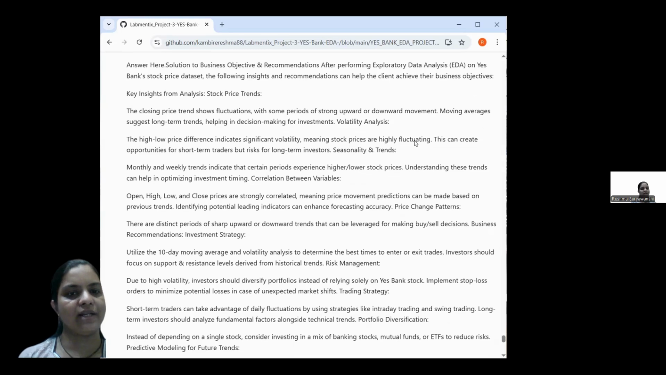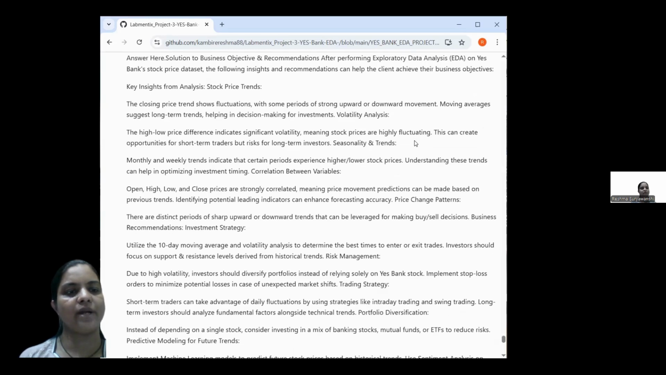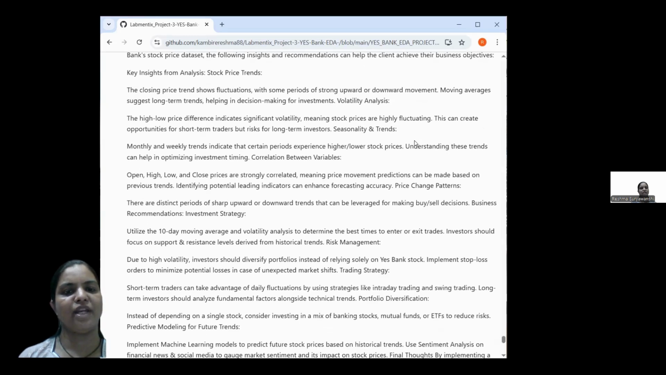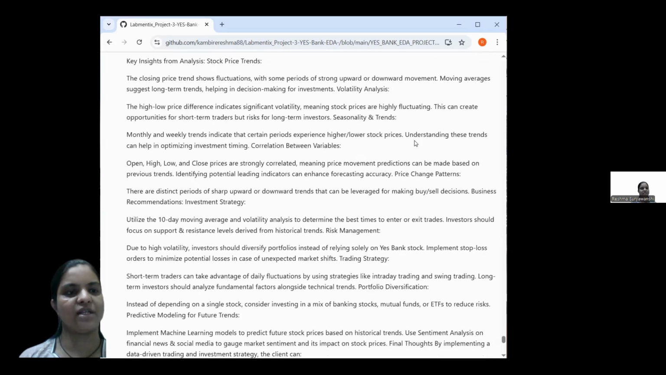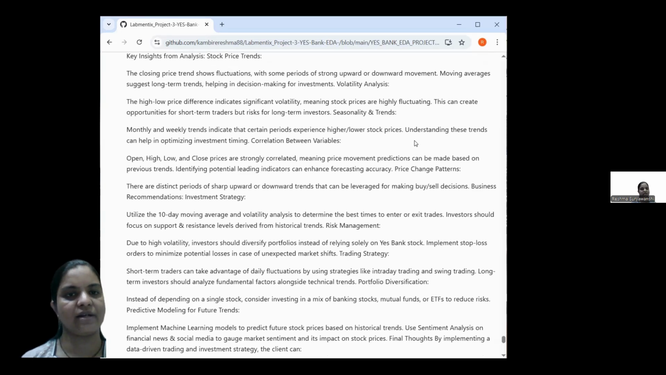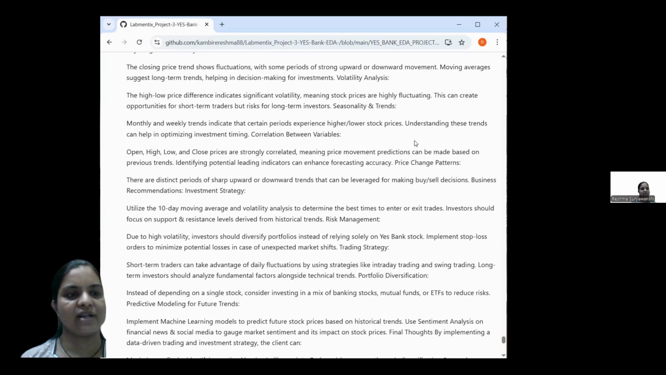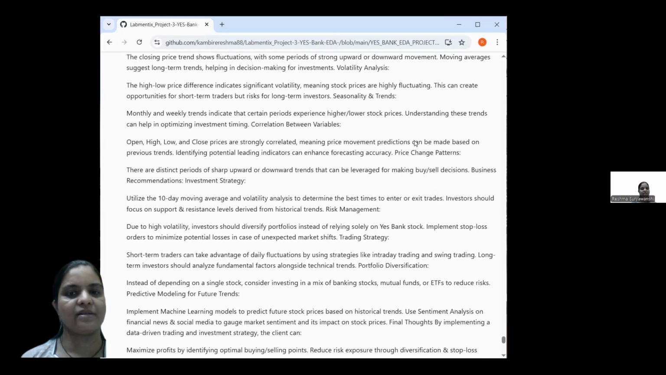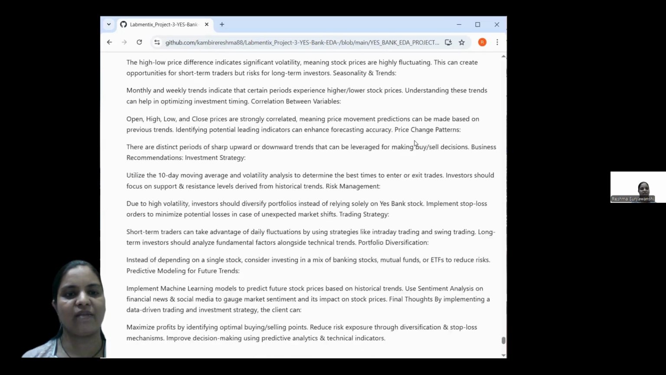Now, volatility analysis. The high-low price difference indicates significant volatility, meaning stock prices are highly fluctuating. This can create opportunities for short-term traders, but risk for long-term investors. Seasonality and trends: monthly and weekly trends indicate that certain periods experience higher or lower stock prices. So understanding these trends can help in optimizing investment timing.